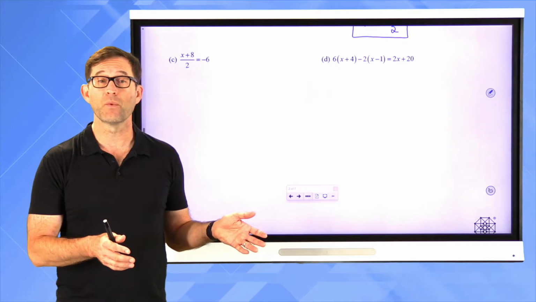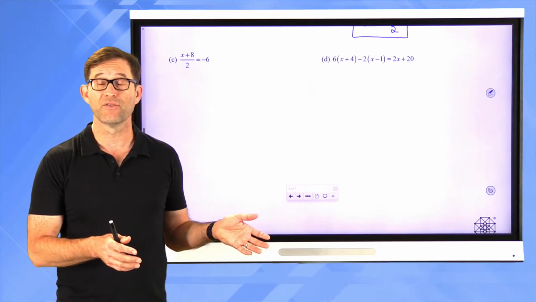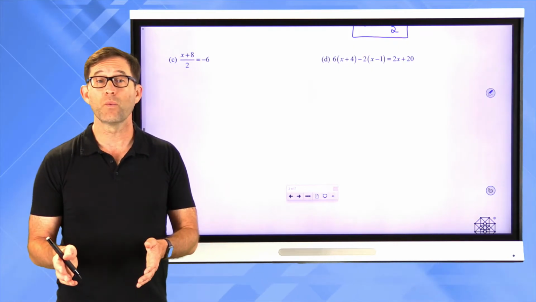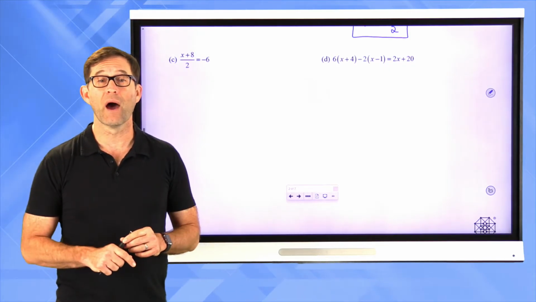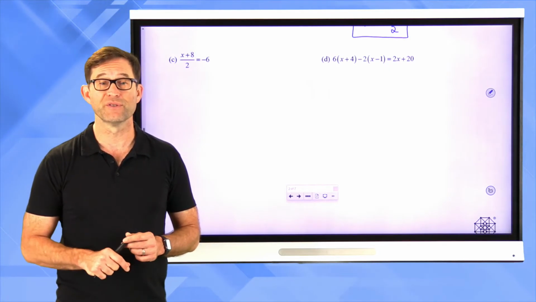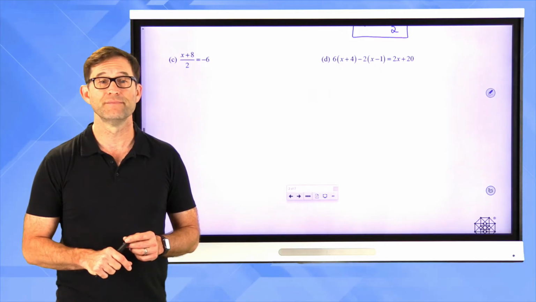The first thing that was done was x had 8 added to it, and the second thing that was done was that quantity was divided by 2. I'd like you to pause the video now and reverse those two operations to figure out what the value of x is.